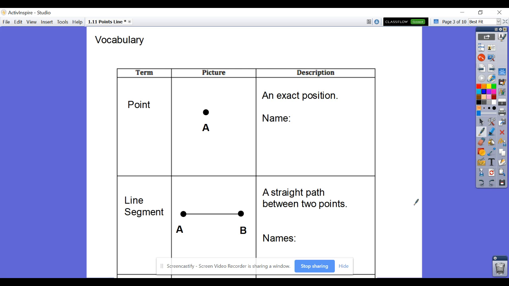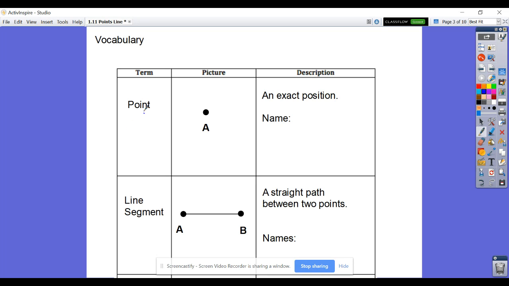Today we will be discussing geometry, and that is the study of shapes. And we're going to be starting with some very basic shapes: points, lines, line segments, and rays. A key to geometry is knowing the vocabulary and being very precise about your vocabulary. So let's get started on the first vocabulary word, point.